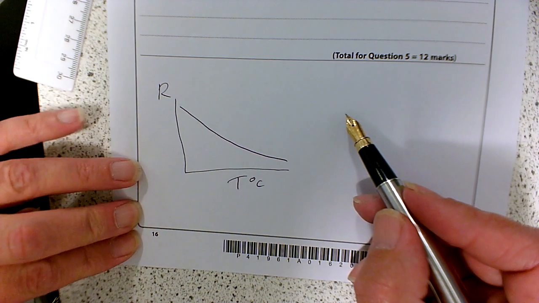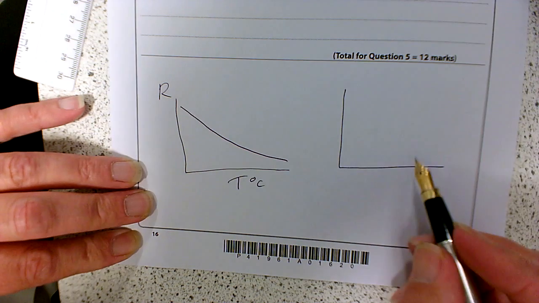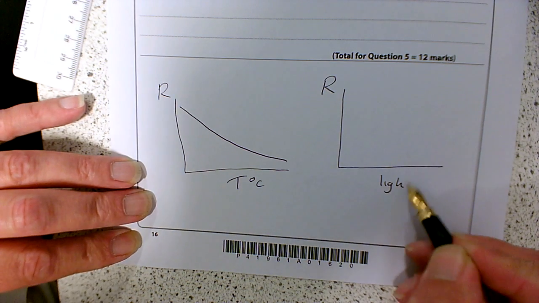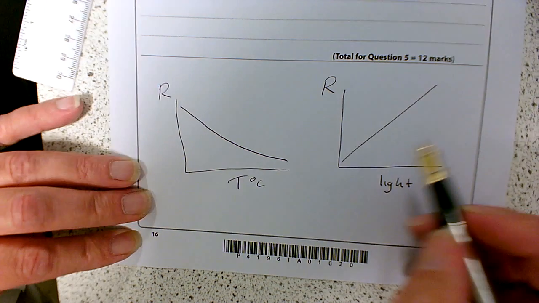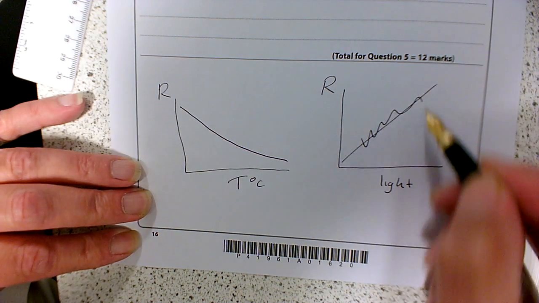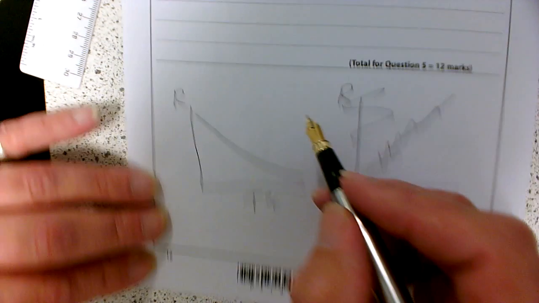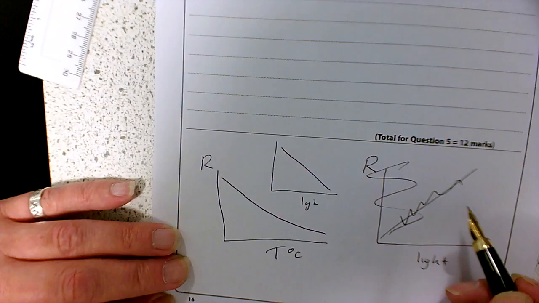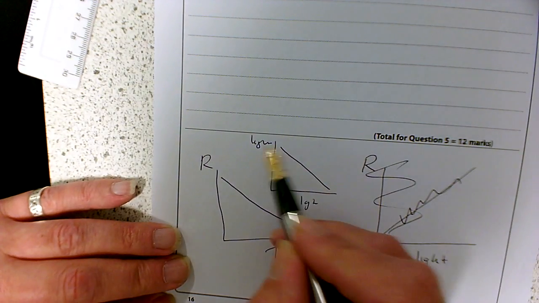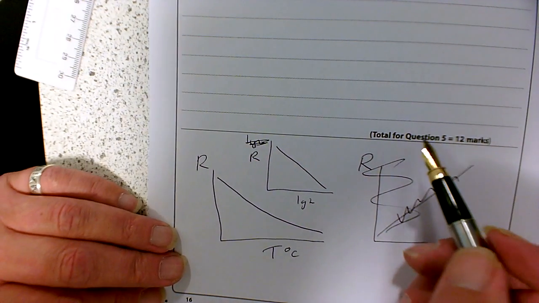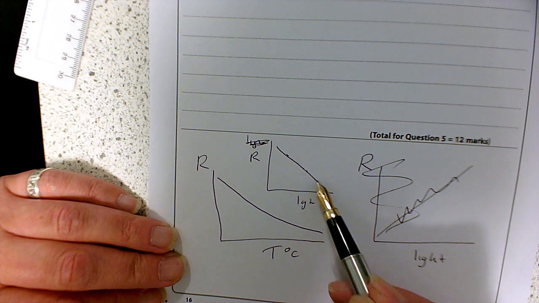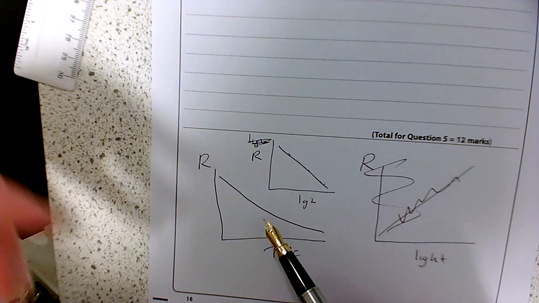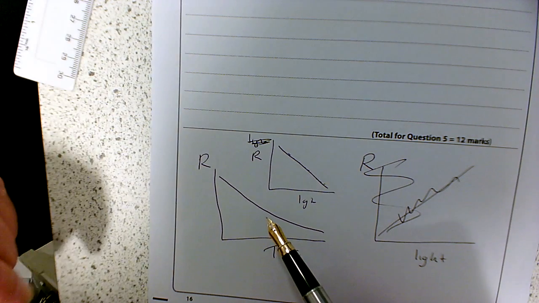Now then, let's have a look at a light dependent resistor. We will have a resistance and we will have the light intensity here. It will do this. More light, less resistance, okay? The light helps to energize the electrons, just like in the thermistor, and so the resistance drops, okay?